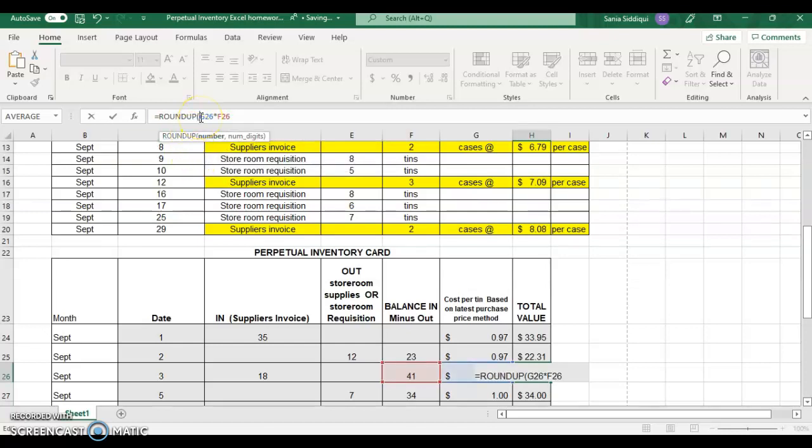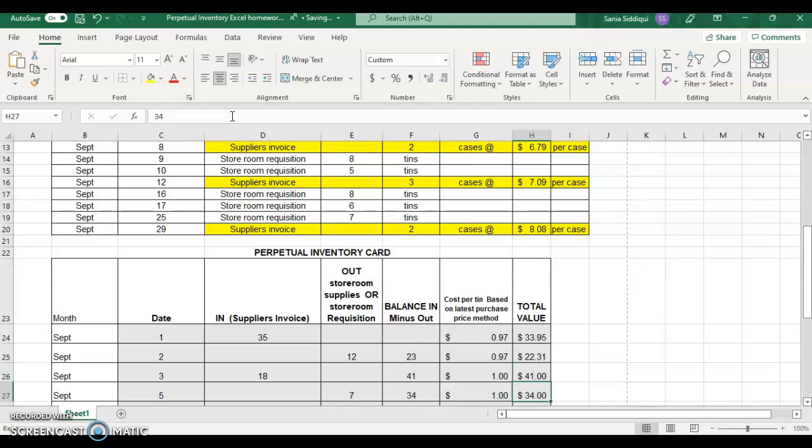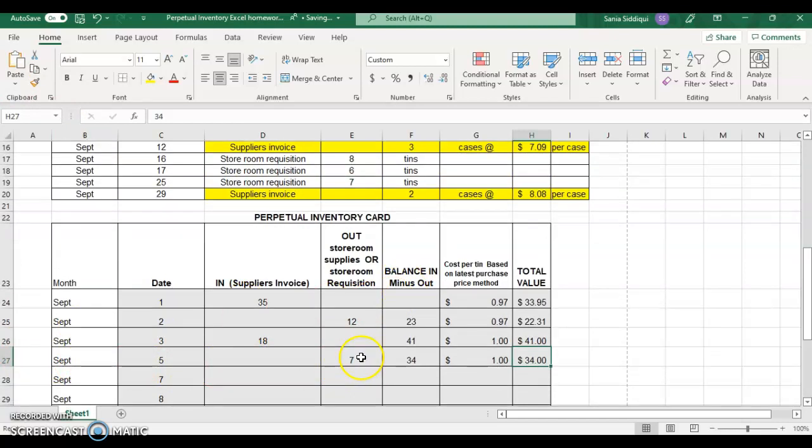Here opens up a bracket where my formula can be embedded, which is 41 times $1. Now here I can put a comma and put in the number 2 after the comma. I do this because I want to tell Excel to take the value and round it to 2 digits. Close the bracket and I get $41. Wonderful.